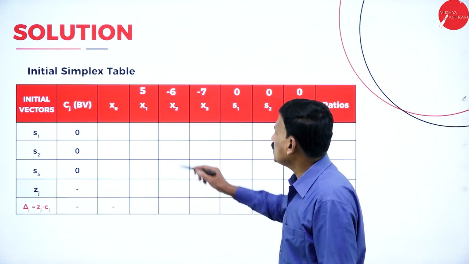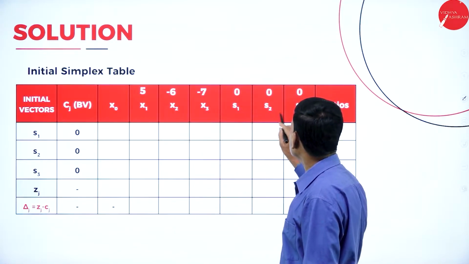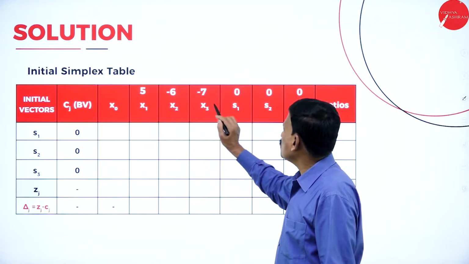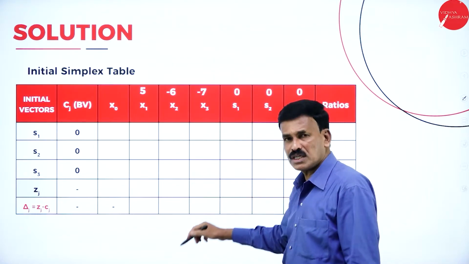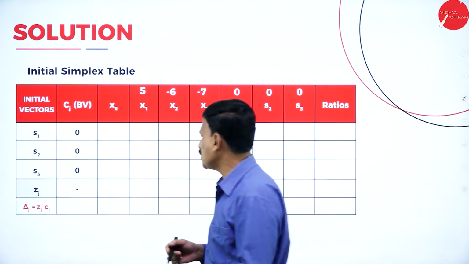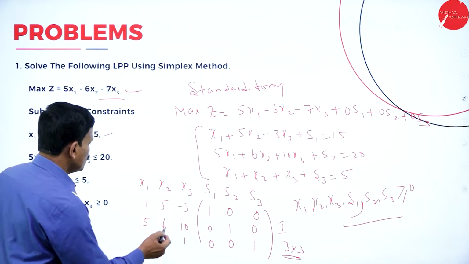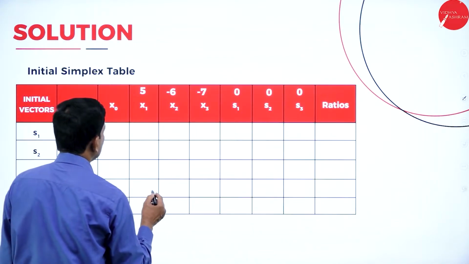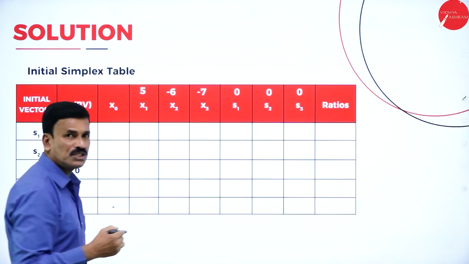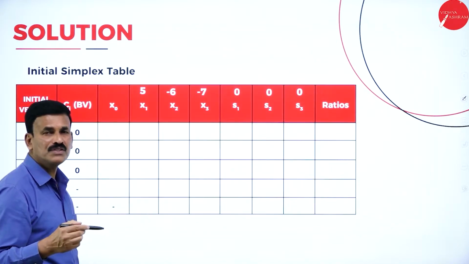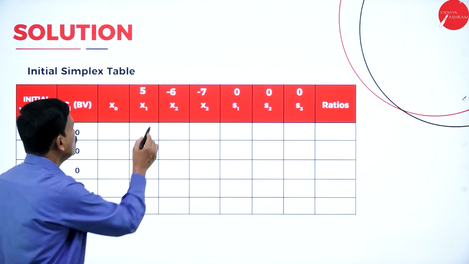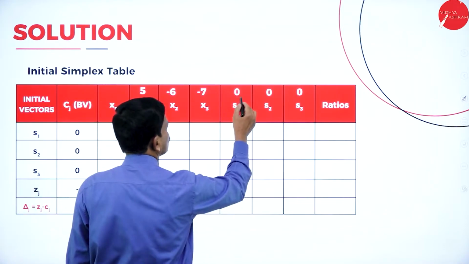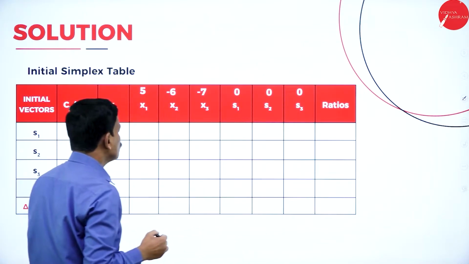Now, here x0, x1, x2, x3, s1, s2, s3 and the ratios. Write down the coefficients of x1, x2, x3, s1, s2, s3 from the three constraints, from the three equations. So the coefficients are these. That's it. So I will put it in the table. Before that, the objective function: the coefficient of x1 is 5, x2 is minus 6, x3 is minus 7, and s1 is 0, s2 is 0 and s3 is also equal to 0.